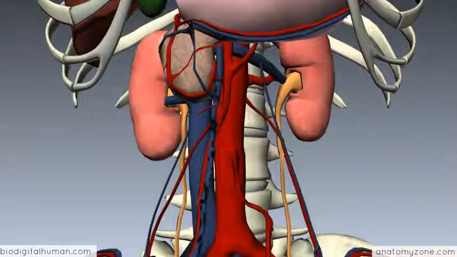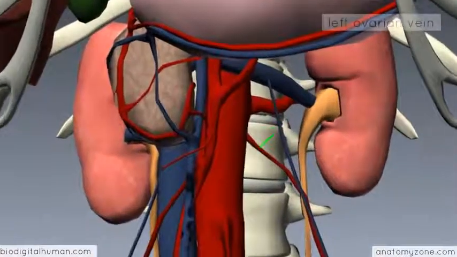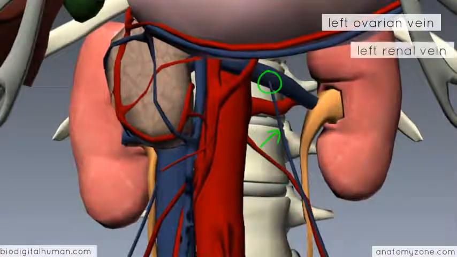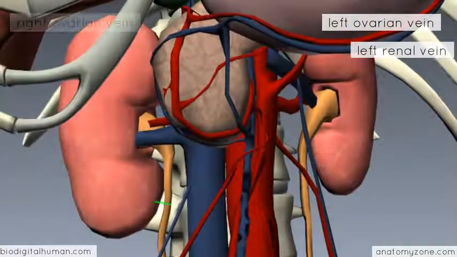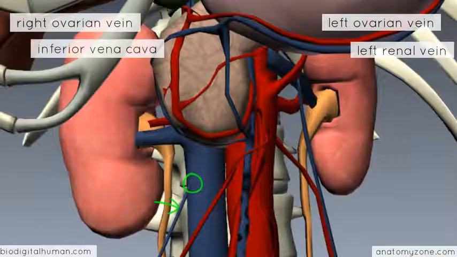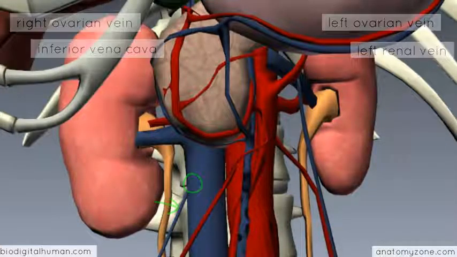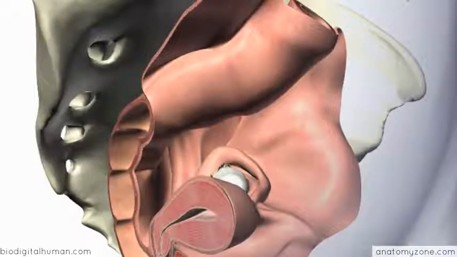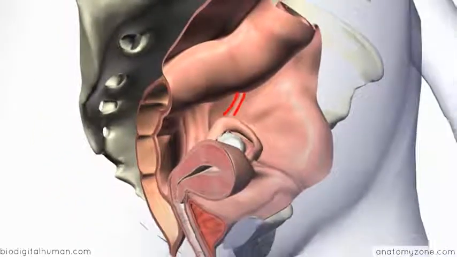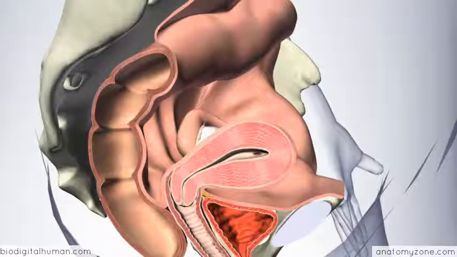And then in terms of the venous drainage, the left ovarian vein drains into the left renal vein, whereas on the right side of the body, the right ovarian vein drains into the inferior vena cava. Remember that these ovarian vessels pass to the superior pole of the ovary via the suspensory ligament, or the infundibulopelvic ligament. So moving on to the uterus, we're now looking at it from this lateral cross-sectional view.